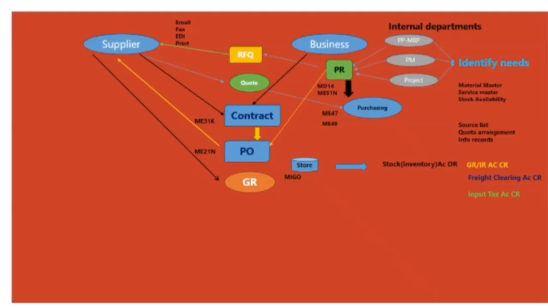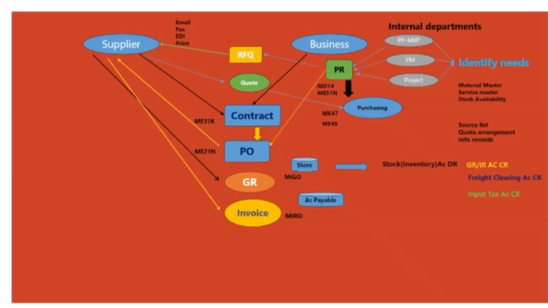And the next stage, that is the seventh stage, is invoice handling. After you receive the goods, the vendor sends the invoice, which is posted in the system through a transaction code called MIRO. Either purchasing or your accounts payable team will post this invoice.